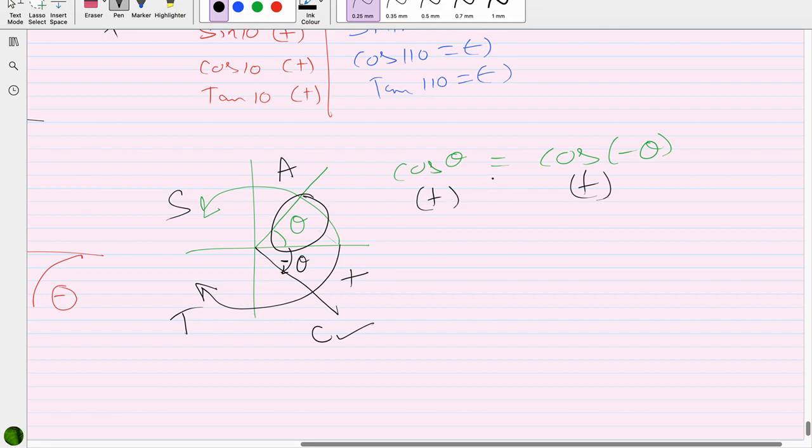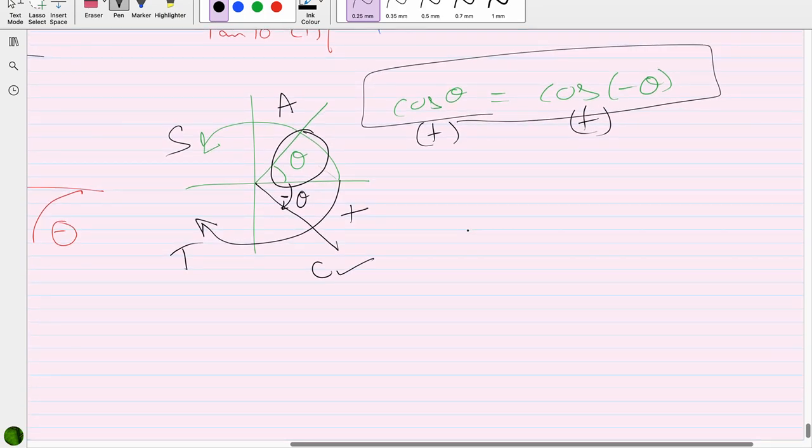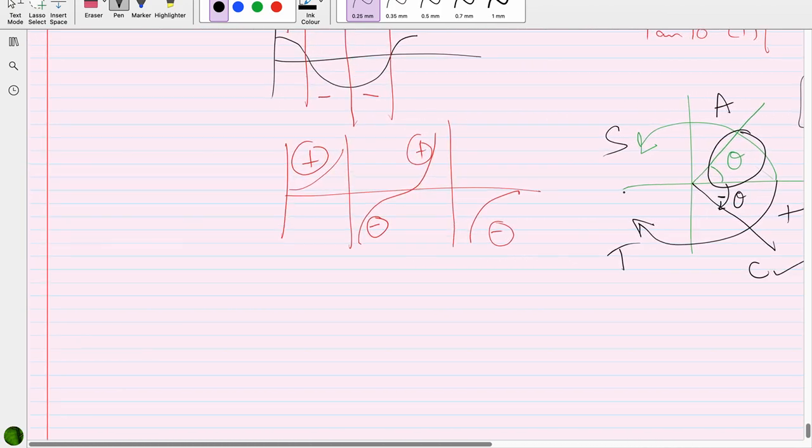Now the last thing, why are they equal? First, are they positive or negative? Yes, both of them are positive. And why are they equal? For example, if you punch cos 10 in your calculator, you will get a positive answer. If you punch cos negative 10, you will get the positive and same answer. Now the reason why they are equal is known as the basic angle.